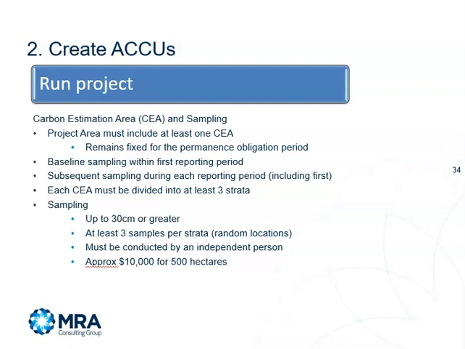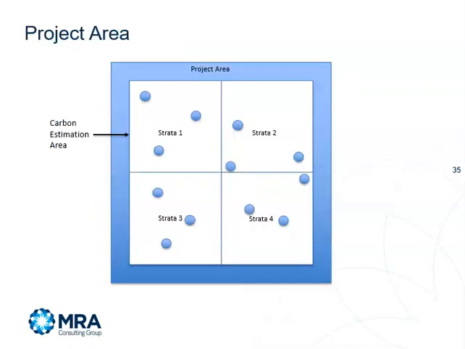Sampling costs may vary according to the size of the land and the service provider, but are around $10,000 for every 500 hectares. This is an example of a sampling plan showing at least 3 randomly located sampling points within each strata within the carbon estimation area.